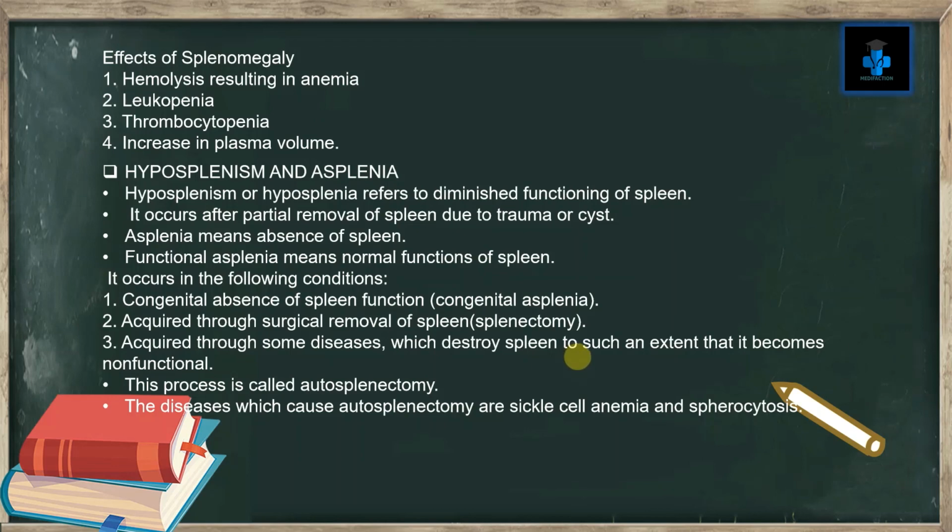Number 1. Congenital absence of spleen function or congenital asplenia. Number 2. Acquired through surgical removal of spleen, otherwise splenectomy. Number 3. Acquired through some diseases which destroy spleen to such an extent that it becomes non-functional. This process is called autosplenectomy. The diseases which cause autosplenectomy are sickle cell anemia and spherocytosis.